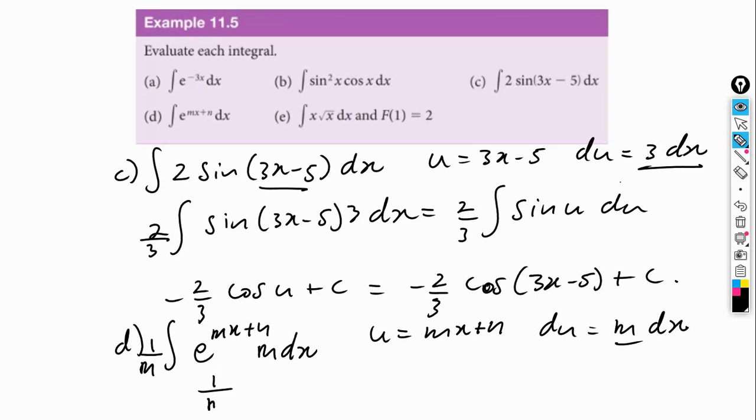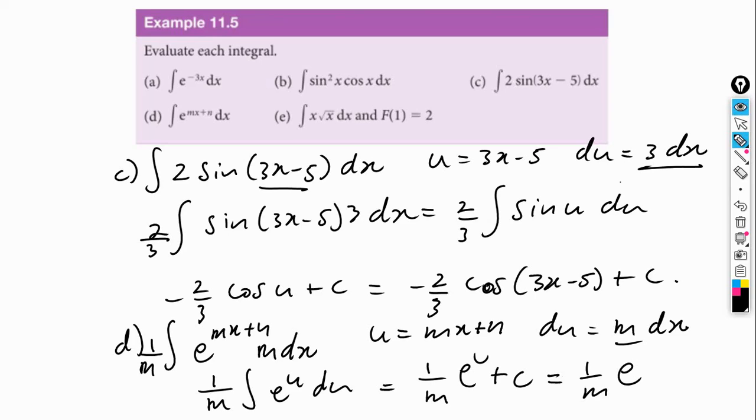So 1 over m times the integral of e to the u du, and this is simply going to be 1 over m times e to the u plus c, but we said that u is mx plus n. So then we get 1 over m times e to the power of mx plus n plus c. So this is a general rule for the integration of Euler's number with an exponent that is linear. So you have to be careful, right? It only applies to the cases where the exponent for Euler's number is linear.